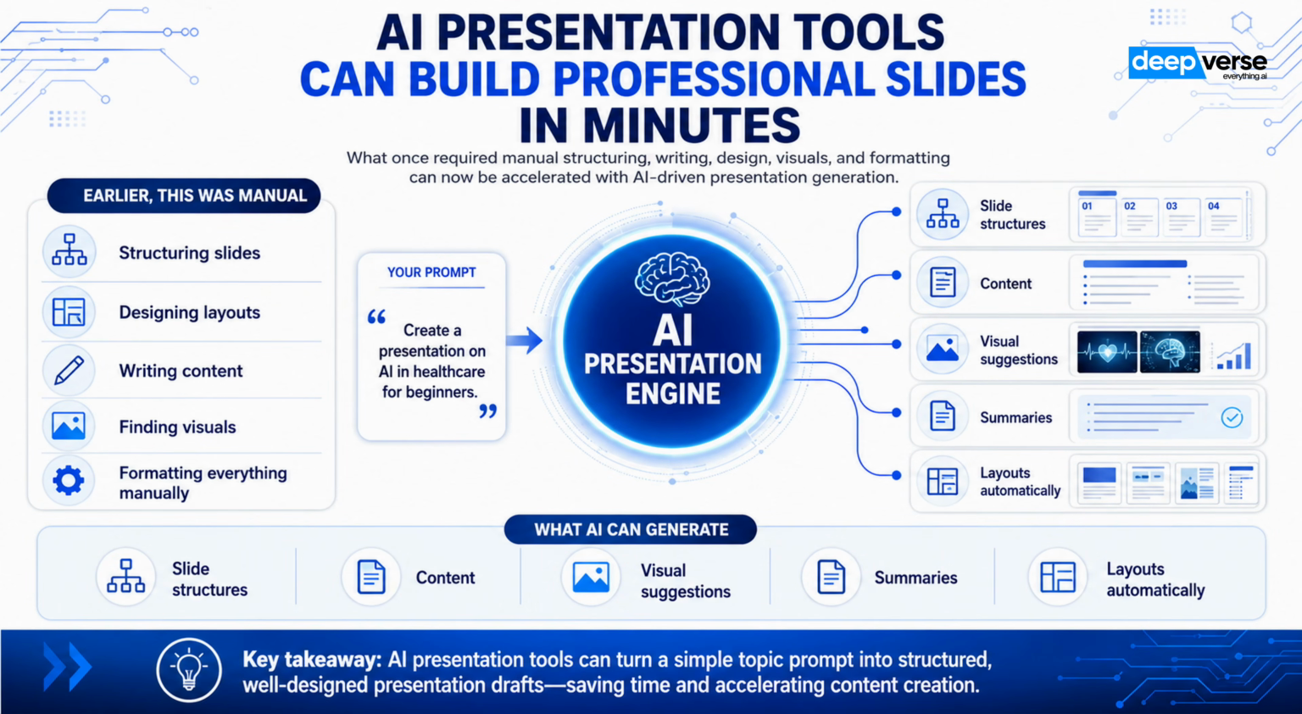Let's start with presentations. Earlier, creating a professional presentation required structuring the slides, designing the layouts, writing content, finding visuals, and formatting everything manually. But now AI can help generate entire presentations within minutes. For example, you can simply type, create a presentation on AI in healthcare for beginners. And AI can generate slide structures, content, visual suggestions, summaries, and layouts automatically.